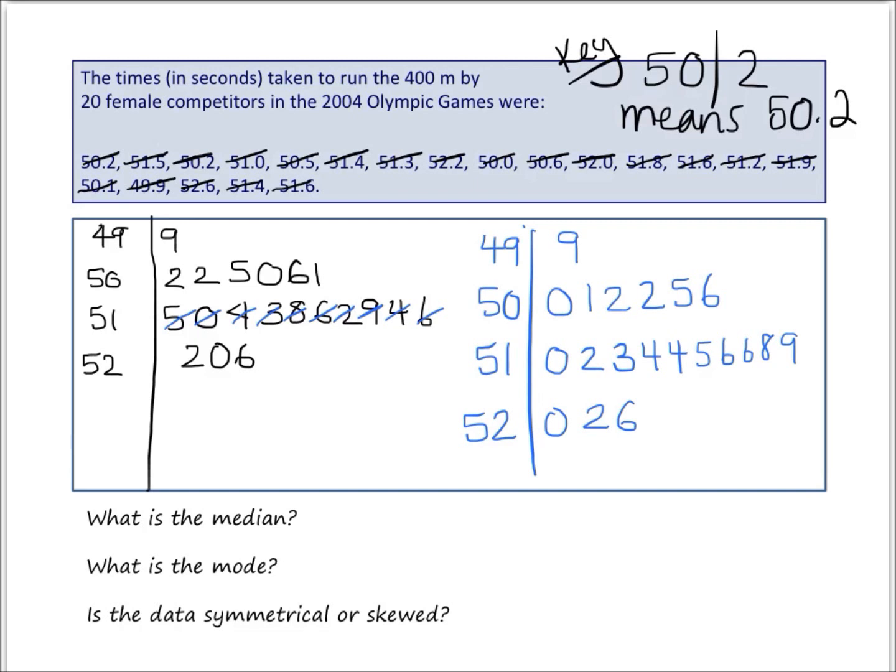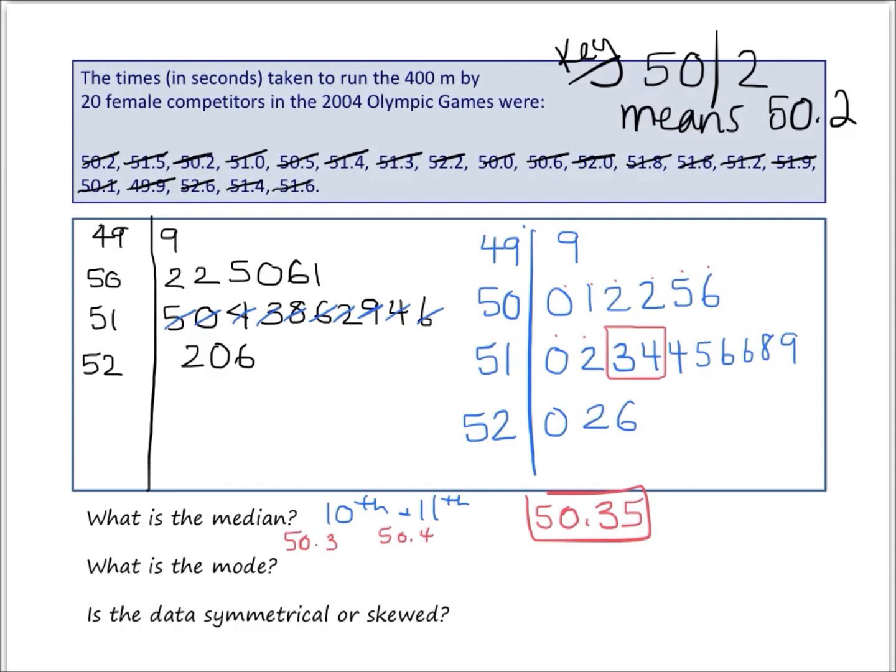Okay, so now let's take a look at the question here. So I've got what's the median? Now this time I've got an even set of data. So I've got 20 female competitors. So the median is going to be in between the 10th and 11th pieces of data. So if I count here, I've got 1, 2, 3, 4, 5, 6, 7, 8, 9. These are my 10th and 11th. So the 10th is 50.3 and the 11th is 50.4. So the middle of those is 50.35. So that's the median of my data.